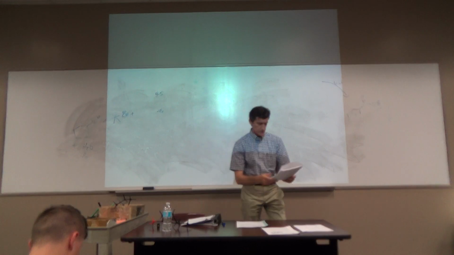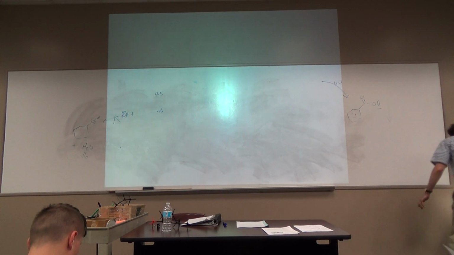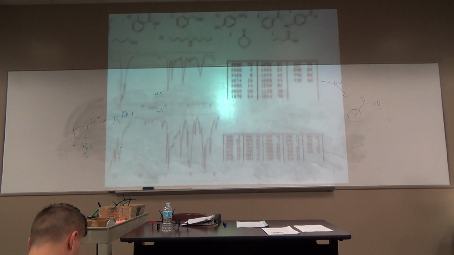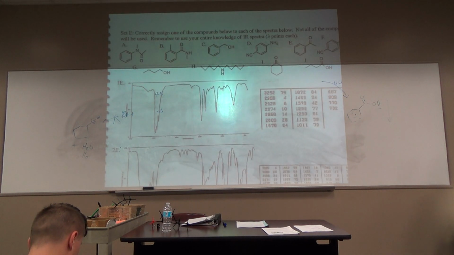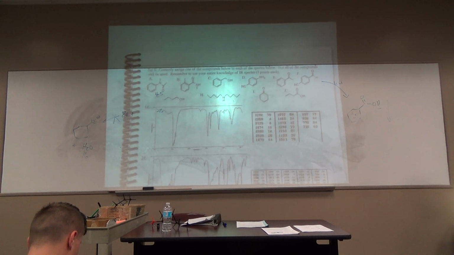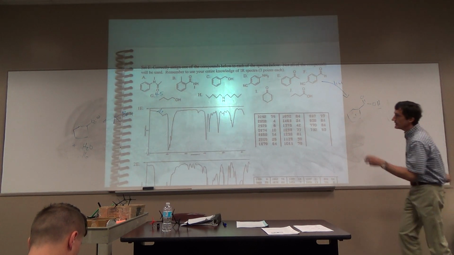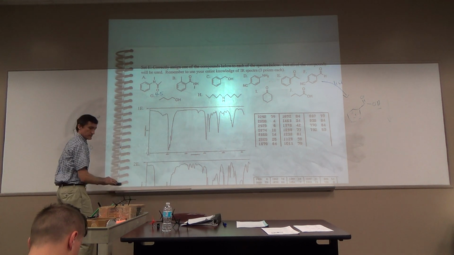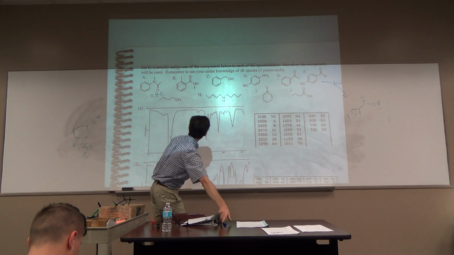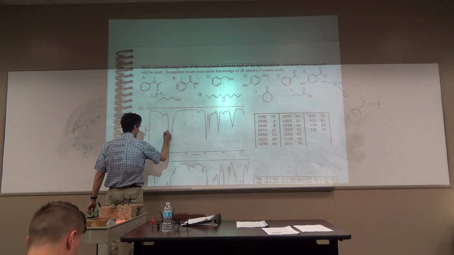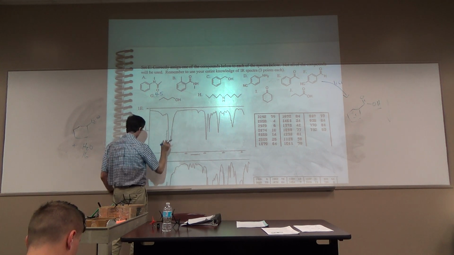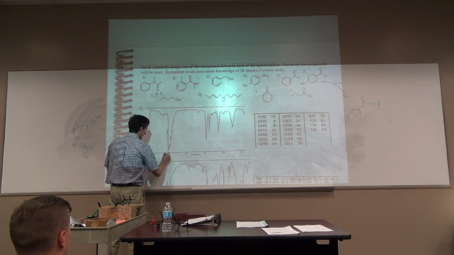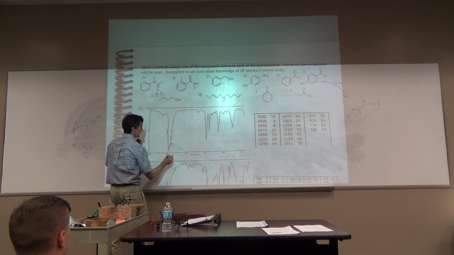Let's see how we're doing on page 37, IR. You may have done these already. I'll go through the way I would do it. Okay, assign compounds to IR. Magic line of 3000, yeah? That's a straight line. What is this?